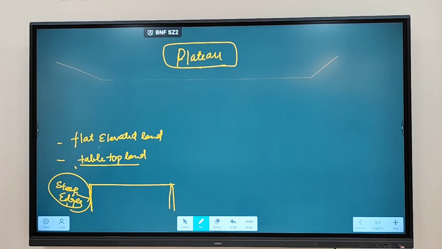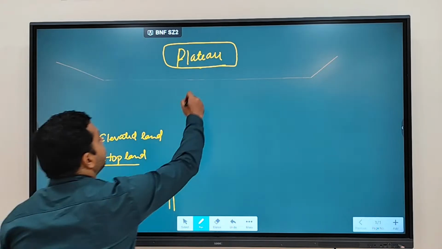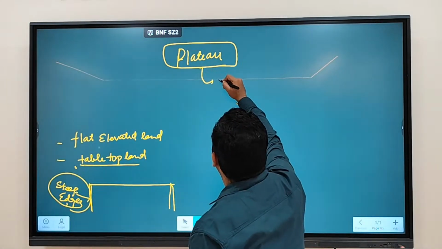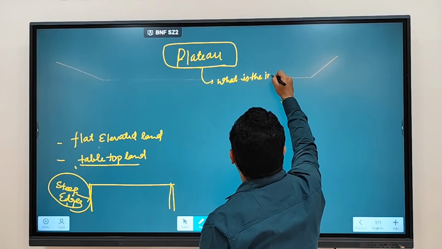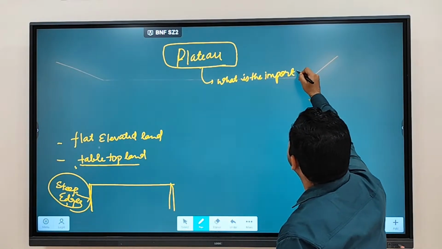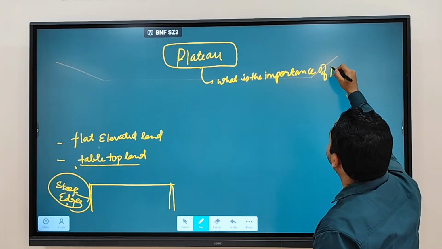Fine. What is the importance of this plateau? What is the importance of plateau?